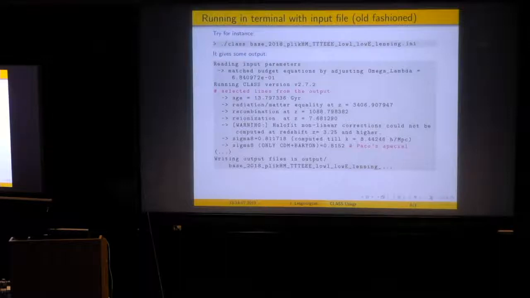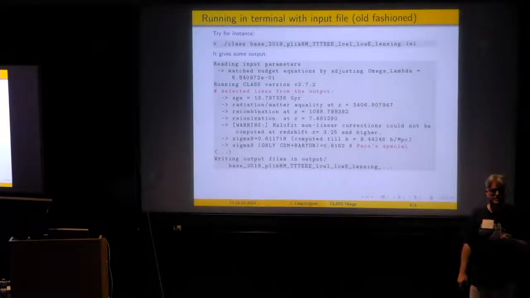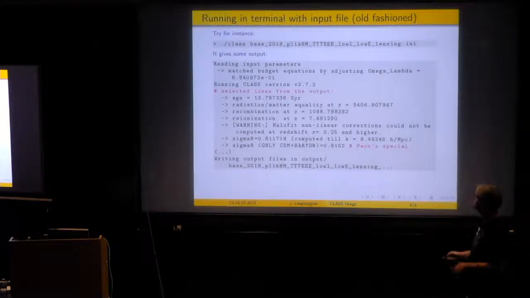So for instance, the first line says omega lambda is 0.68. As we will see, you don't pass omega lambda in input. It is adapted to match the budget equation. But then you want to know what has been used, so you use this output to be sure. This is written first because it's in a pre-phase of interpreting parameters. Then the class modules really start, and it gives you a lot of lines of output.